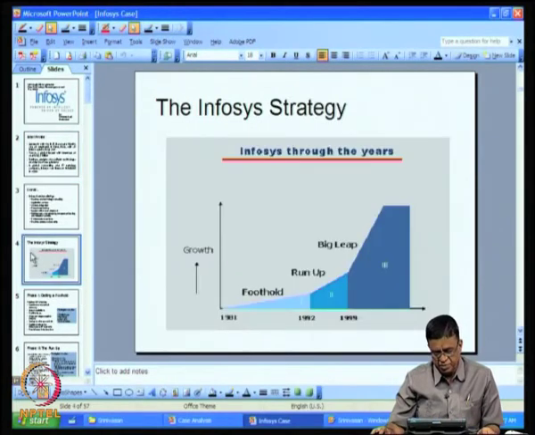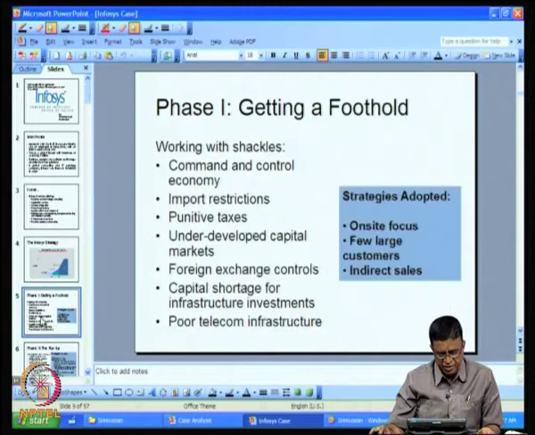Now, what does the next slide give you? The next slide gives you Infosys through the years. How has it grown? From 1981, it was trying to catch a foothold in the market. Then the run up from 92 to 99. From 99 onwards, this is the big leap that the company has taken in the software industry.